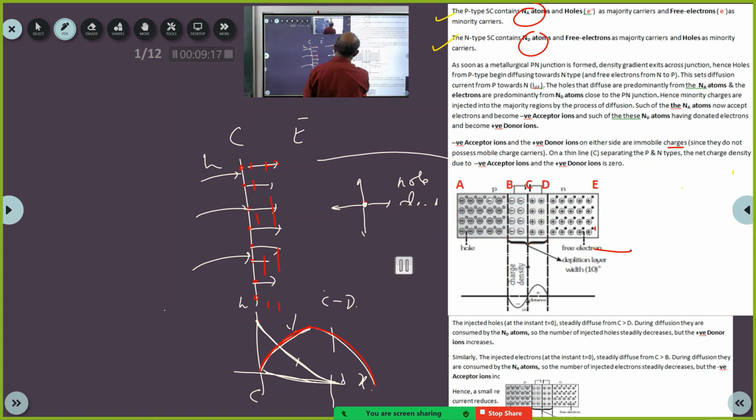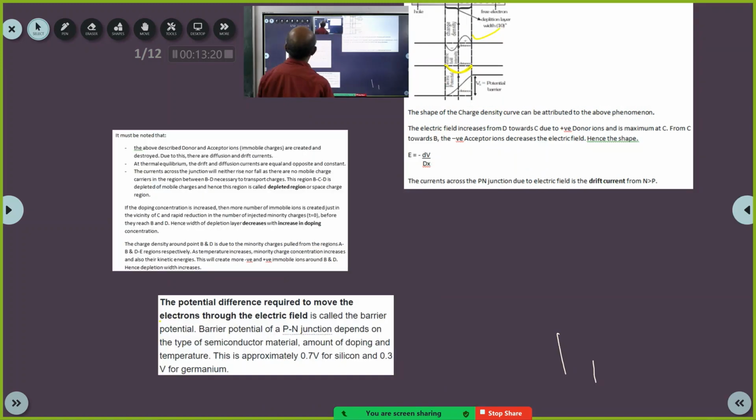Now, the injected holes at an instant of time steadily diffuse from C towards D. During diffusion, they are consumed by Nd atoms, so the number of injected holes steadily decreases, but the positive donor ions increase. Similarly, the injected electrons. I hope you can read this, students. Hello, I am asking you. So here you see the shape of the charge density can be attributed to the above phenomenon.